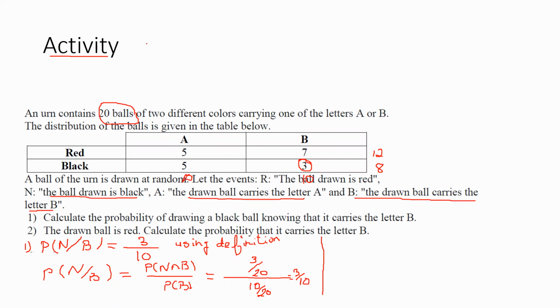Part 2, I will do it here. The drawn ball is red. Calculate the probability that it carries the letter B. How to write it? The drawn ball is red. Calculate the probability it carries the letter B. P R.